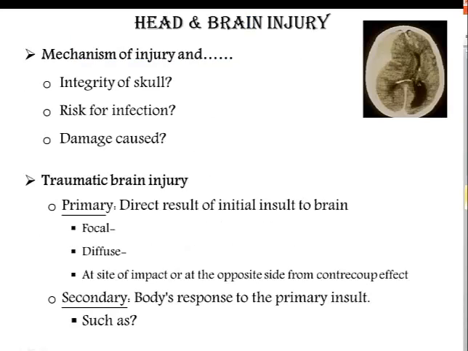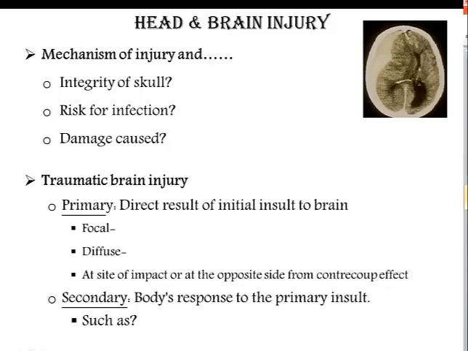Mechanisms of injury refers to the way or the circumstance in which an injury occurs. Some injuries can be predicted with certain mechanisms of injuries. For example, the integrity of the skull may be lost in penetrating injuries, but may be preserved in blunt closed trauma. Also, in penetrating injury, there is a higher risk of infection. The damage caused in a head injury also depends on the velocity of impact or penetrating object.